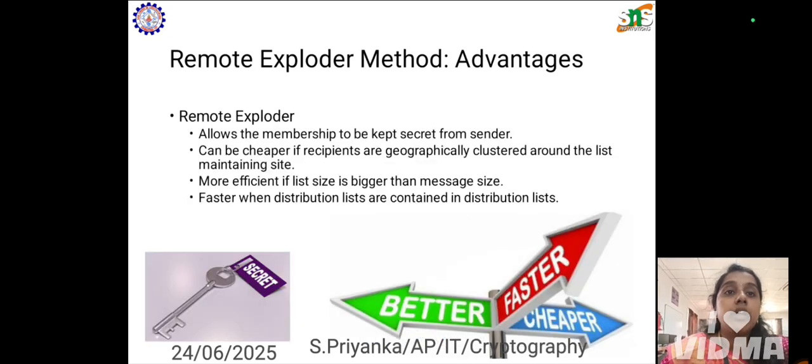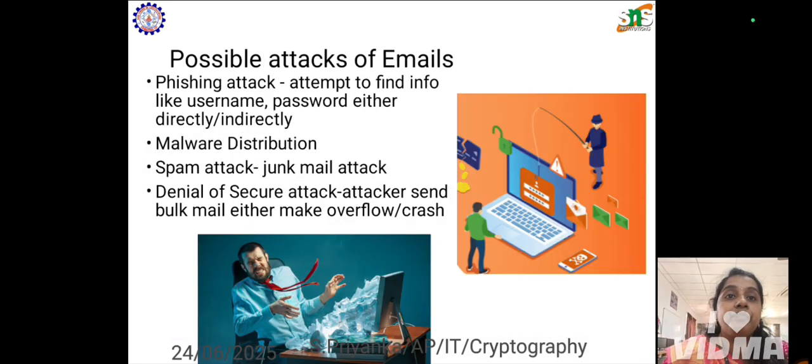Next is the remote exploder method. Let's see the advantages. The remote exploder allows the membership to be kept secret from the sender. It can be cheaper if recipients are geographically clustered around the list maintaining sites. It is more effective if the list size is bigger than the message size. It's faster when distribution lists are contained in distribution lists.